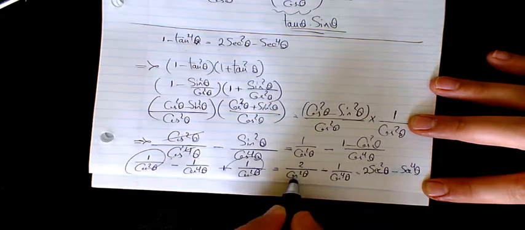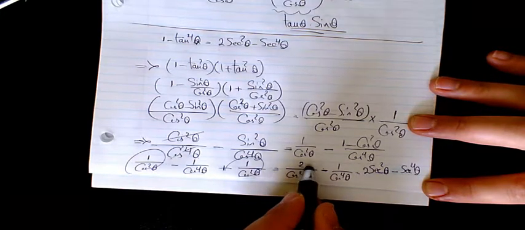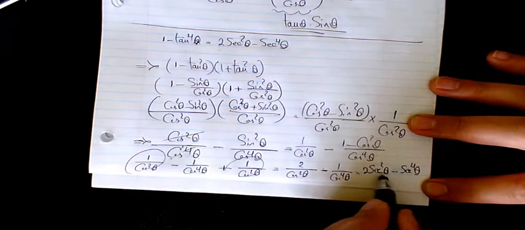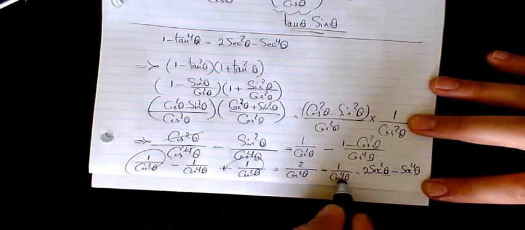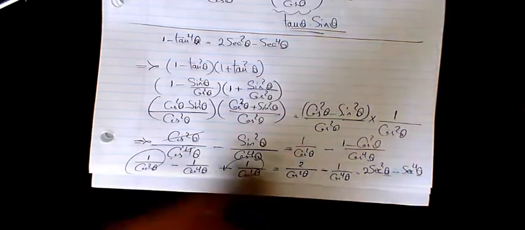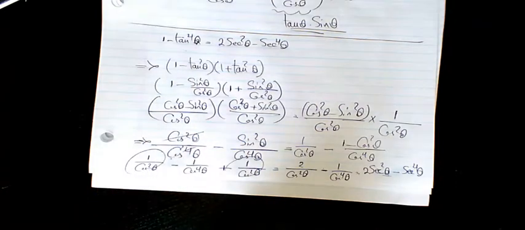So again, cosine is the inverse of secant, so 2 times secant squared theta minus secant to the power of 4 theta. That's exactly what we have on the right hand side of this equation.